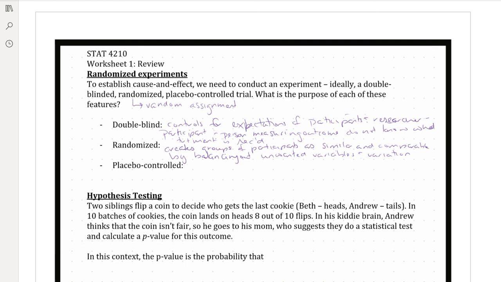If I have a placebo-controlled study, it treats the subjects or participants, it's a little less clinical, in all groups the same, except for the active treatment. This is necessary for blinded, both single and double-blind trials.